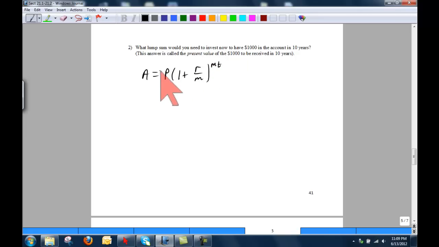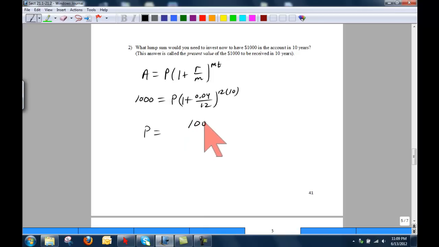You want to know the principal that you need to invest in order to have $1,000 in the account after 10 years. This is the final amount. This is the amount that you have after the investment period. So the A in this problem is the $1,000. P is what you want to know, and then 1 plus, and the R is 0.04, the M is 12 again, and the T is 10. Okay, so we want to know P.